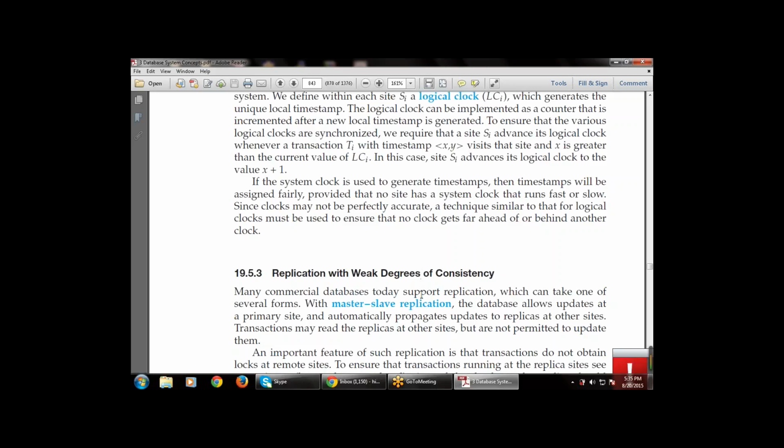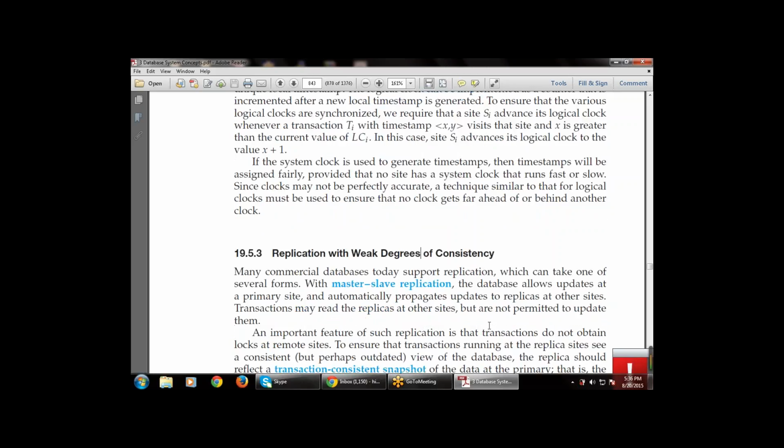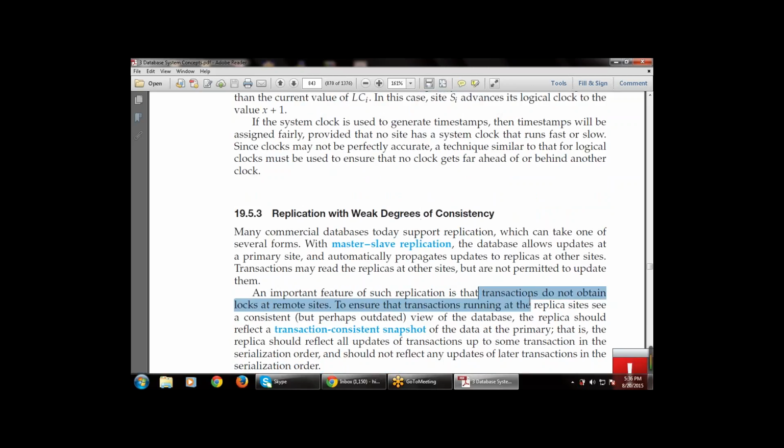The database is available at the primary site, and the updates are automatically propagated to replicas at other sites. Transactions may read the replicas at other sites, but are not permitted to update them. An important feature of such replication is that transactions do not obtain locks at the remote sites.